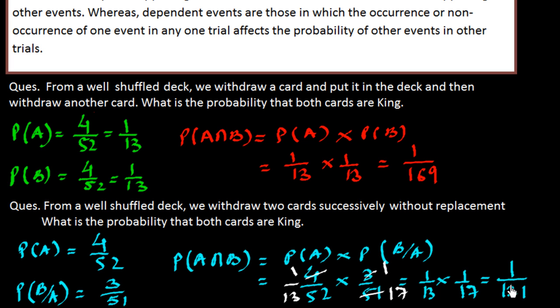So here you see the difference between the independent and dependent event. In the first question we have seen the independent event and the second question we have seen the dependent event. But the second event is dependent on first event. If we are getting the king, then the chance of getting the king in the second event would be less. Okay, so in this way we get this thing.